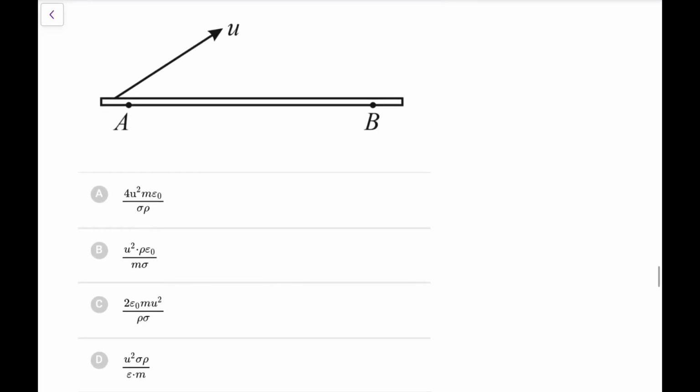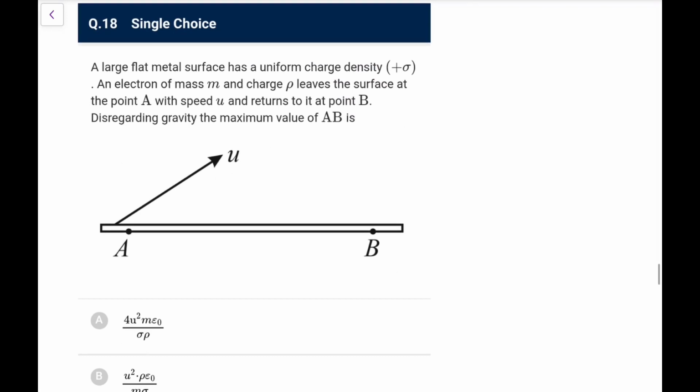Next one, what you have is a large flat metal surface that has a charge density plus sigma. An electron of mass m and charge rho leaves the surface at a point A with speed u and returns to it at point B. Disregarding gravity, the maximum value of AB is. So for the maximum value, just look at it carefully. Because of this attraction, the g factor will be increased. That will become g plus QE by M, that is rho. E is sigma by 2 epsilon naught upon M.